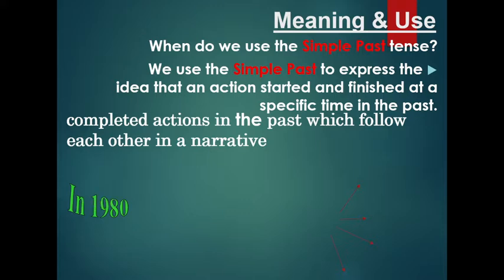When I say in 1980, it means something happened in a specific time in the past. So these are the key words of the past simple tense. When we use in plus year in the past, or on also plus date in the past. The second word is yesterday. When we talk about something happened yesterday, we should use the past simple tense.